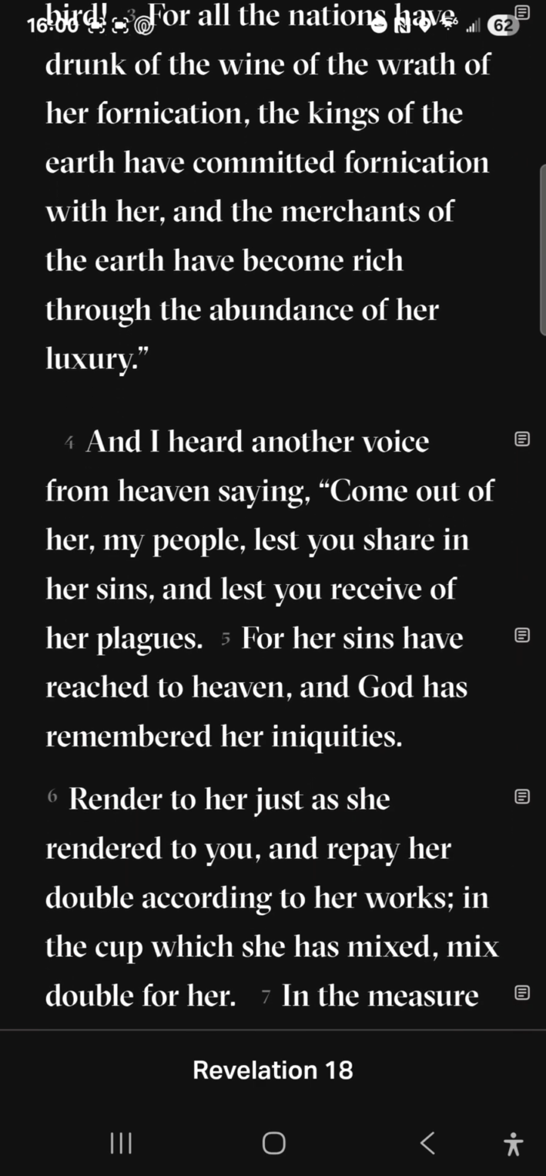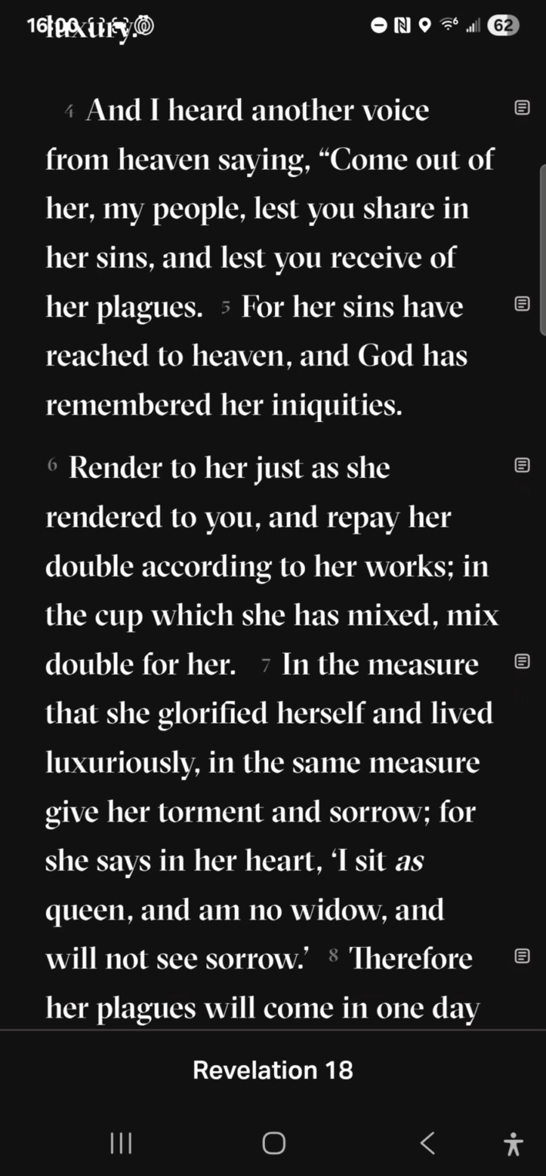And I heard another voice from heaven saying, Come out of her, my people, lest you share in her sins, and lest you receive of her plagues. For her sins have reached to heaven, and Yahuah has remembered her iniquities. Render to her just as she rendered to you, and repay her double according to her works. In the cup which she has mixed, mix double for her. In the measure that she glorified herself and lived luxuriously, in the same measure give her torment and sorrow.